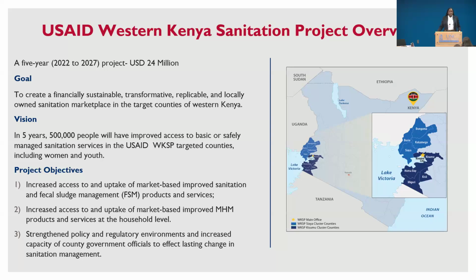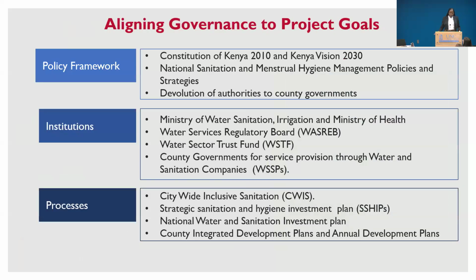The very first one is to increase access and uptake of market-based fecal sludge management services and sanitation products and services. The second one is to increase access and uptake of market-based menstrual hygiene management products and services. And lastly, which is very relevant to this presentation, is to strengthen the capacity of county governments to effectively plan, manage, and finance market-based sanitation and menstrual hygiene management interventions.